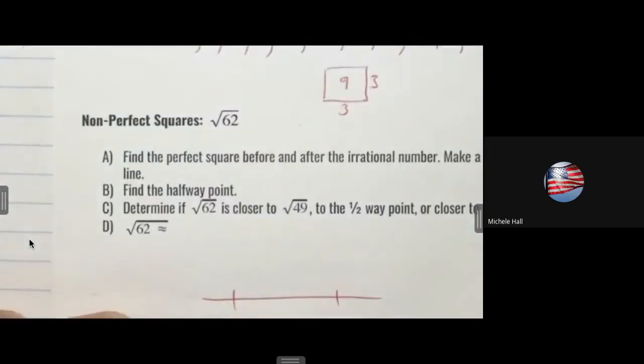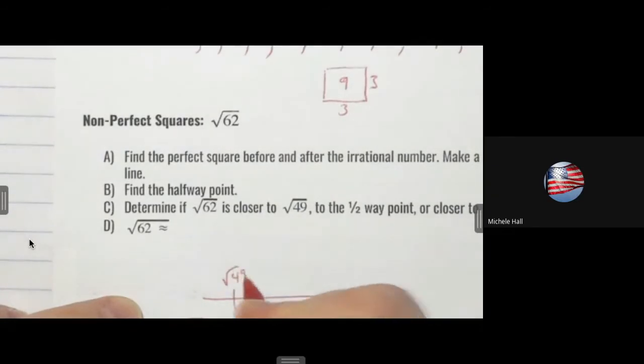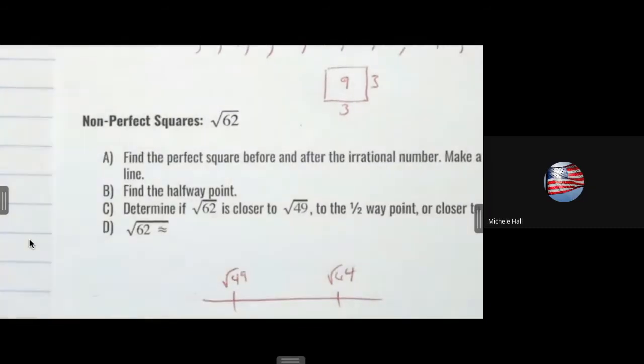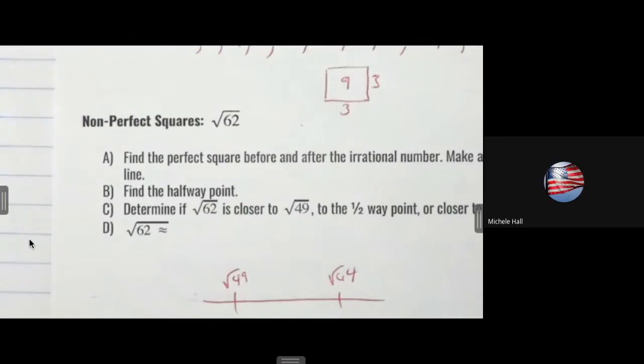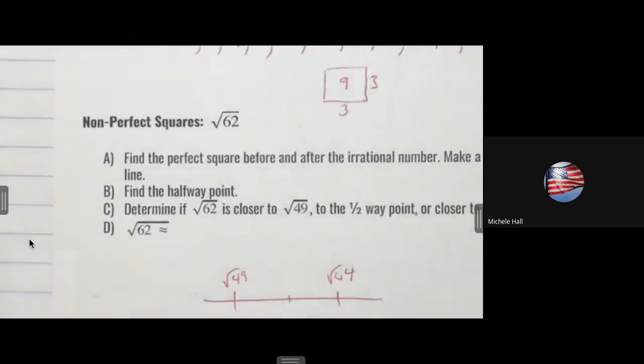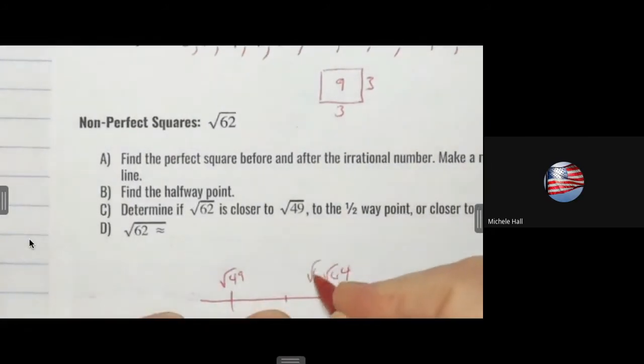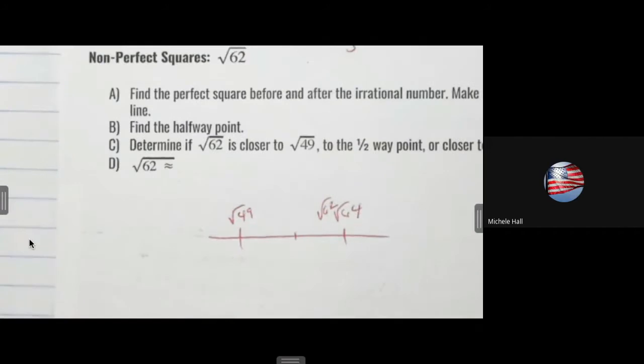49. What's the perfect square that comes after 62? 64. So you're like, okay, I'm going to put it on top. This is going to be the square root of 49. This is the square root of 64. Those are 2 perfect squares, and I know the square root of 62 is in there. Do you think the square root of 62 is closer to 49 at the halfway mark or closer to 64? So I'm just going to put it over here then. That's about where it is.